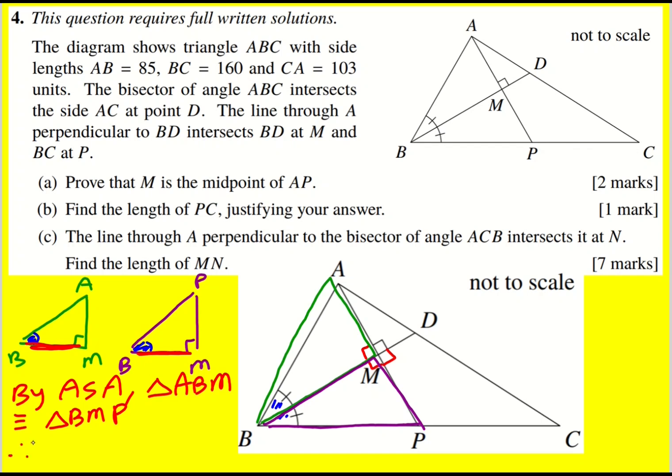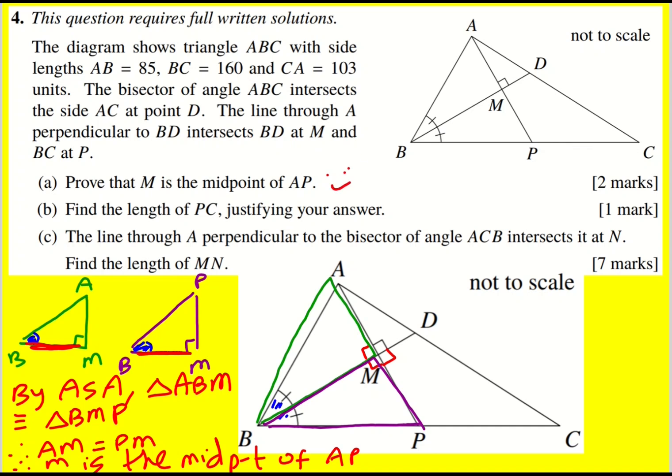So that means that AM must equal PM. They are congruent triangles. It means the angles are all the same, the sides are all the same. And we can see the corresponding sides would be AM and PM. And therefore, M must be the midpoint of AP because it's the same distance to go from A to M as it is from M to P. That is the definition of the midpoint. So that one is sorted.